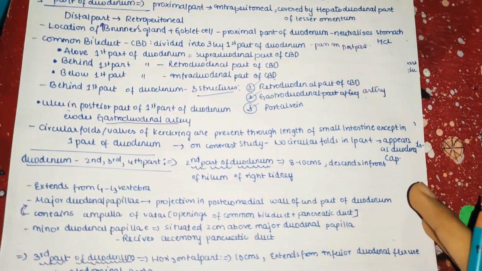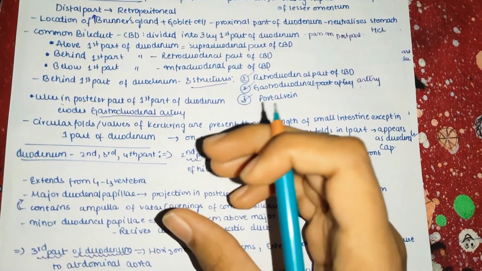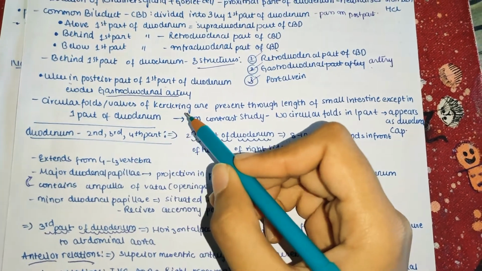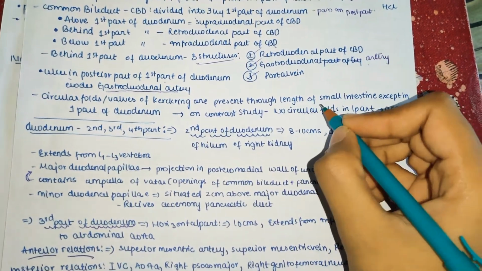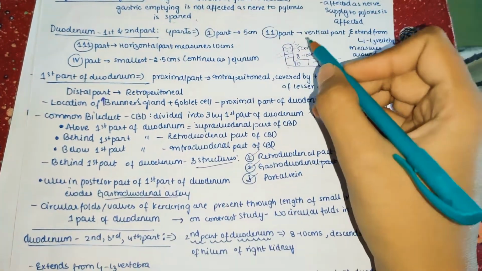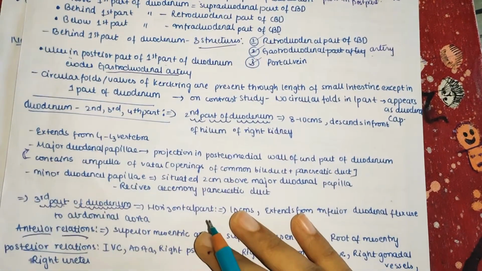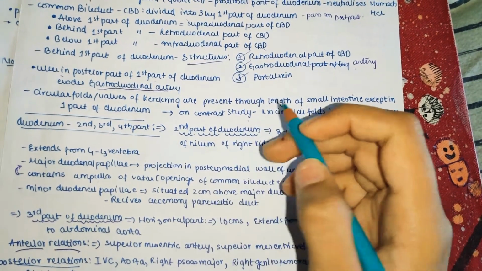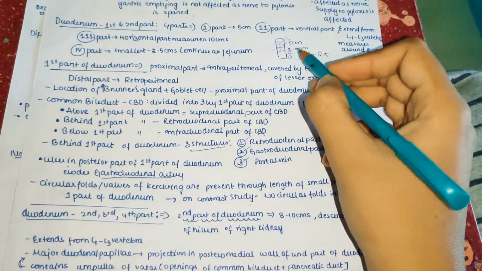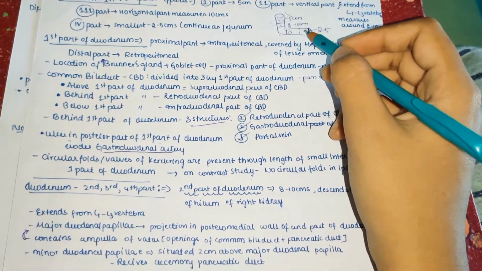Okay. So now coming to the circular folds or valves of Kerckring. So what are circular folds or valves of Kerckring? The circular folds or valves of Kerckring are present throughout the length of small intestine except in the first part of duodenum. So if you see here, the first part of duodenum, all the small intestine they are present, but in the first part they are absent. So what happens now? On contrast study, there are no circular folds in the first part and it appears as a duodenal cap. So they are forming a cap-like structure in the first part of duodenum, but throughout the duodenum there are many circular folds.